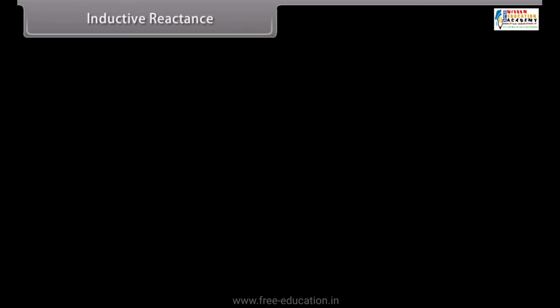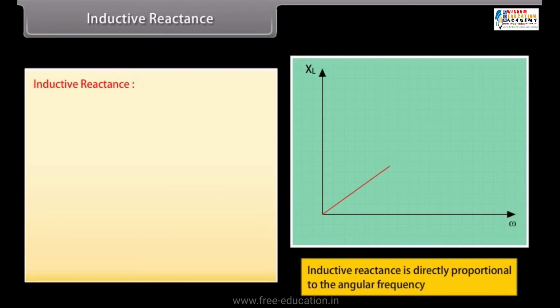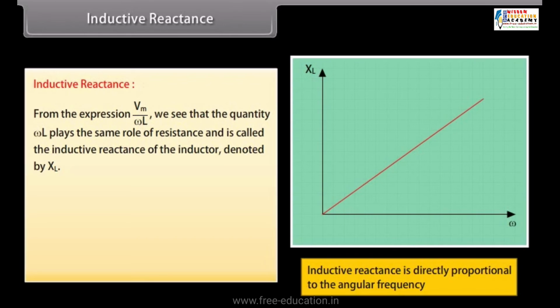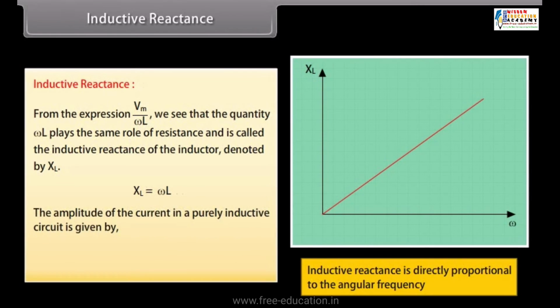Inductive reactance. From the expression Vm upon omega L, we see that the quantity omega L plays the same role of resistance and is called the inductive reactance of the inductor, denoted by XL. XL is equal to omega L. The amplitude of the current in a purely inductive circuit is given by Im is equal to Vm upon XL.